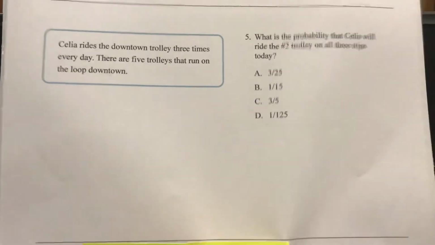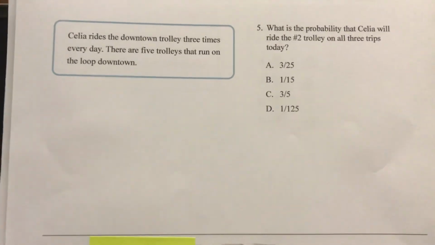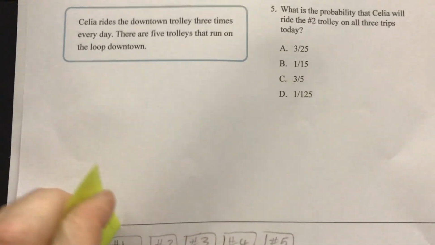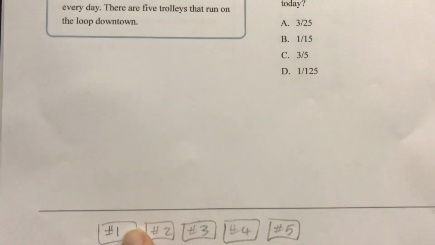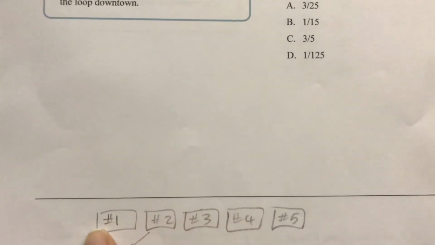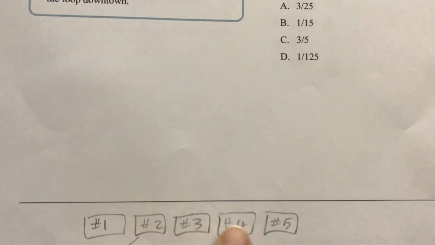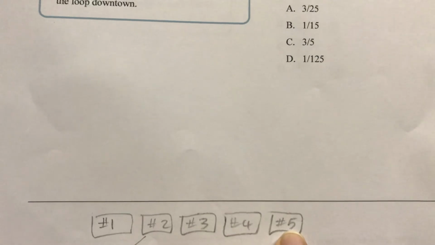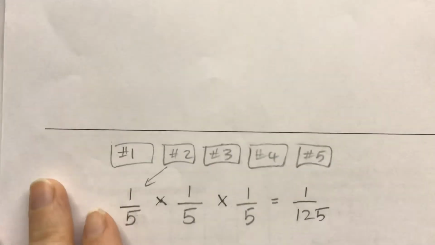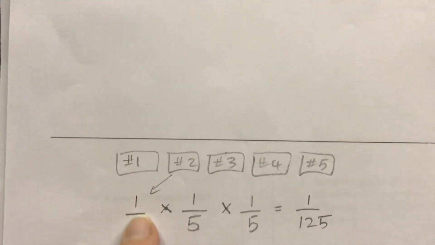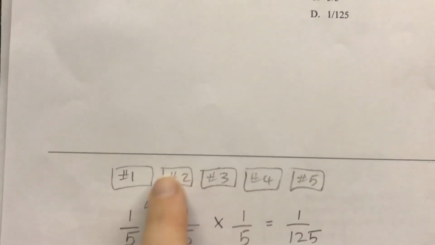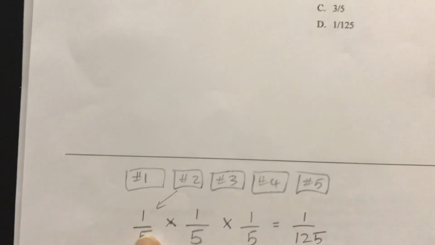Okay, so for this one, we have Celia who rides the downtown trolley 3 times, and there are 5 trolleys. So every time she goes downtown, she has an equal chance to ride each one of these. Trolley 1, trolley 2, trolley 3, trolley 4, trolley 5. She doesn't know which one it's going to be. And we're assuming there's an equal chance that she will ride each one. So what we can say is she has a 1 in 5. So 1 out of 5 of these trolleys is the number 2. So she has a 1 in 5 chance of getting that trolley.